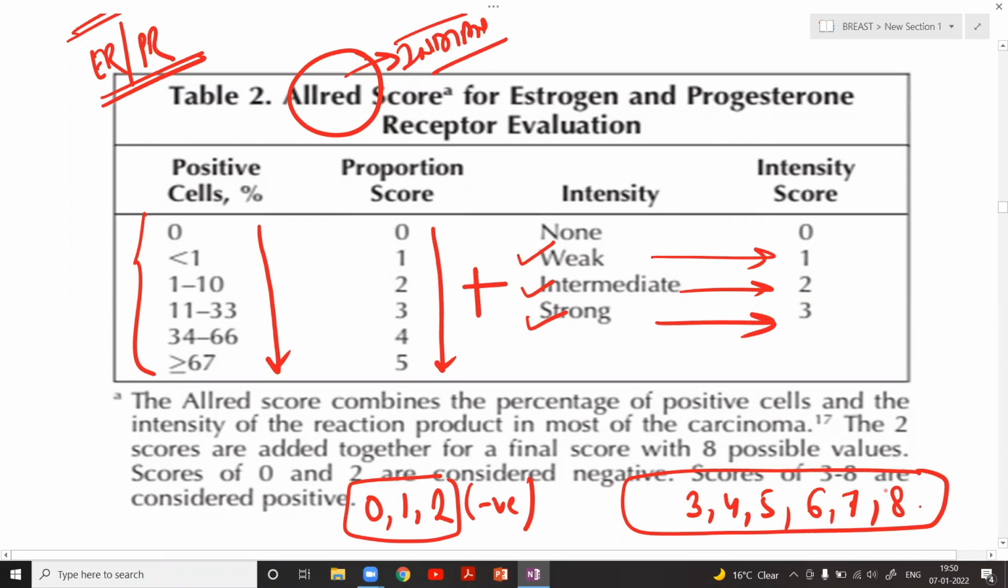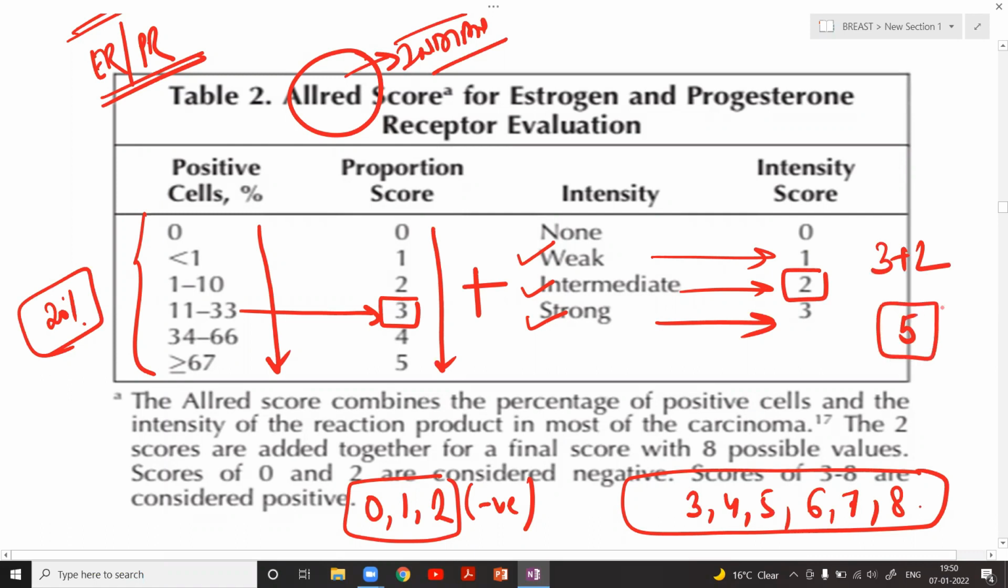Now, how do we come at this score? So for example, around 20% cells, they show positivity. In that case, what is the proportion score? It will come under here. The score will be 3 plus, if the intensity is intermediate, then it will be 3 plus 2. Then the total score is going to be 5. Okay, this is how we are doing the Allred scoring.